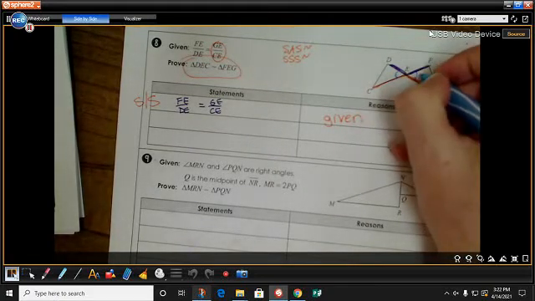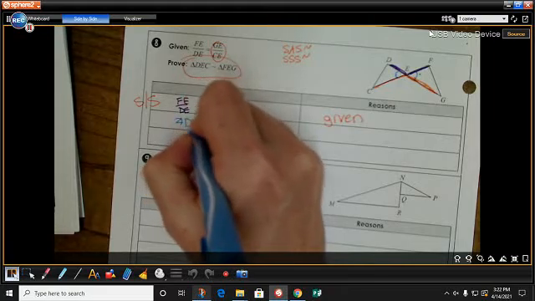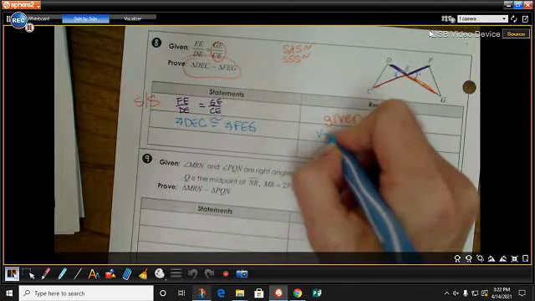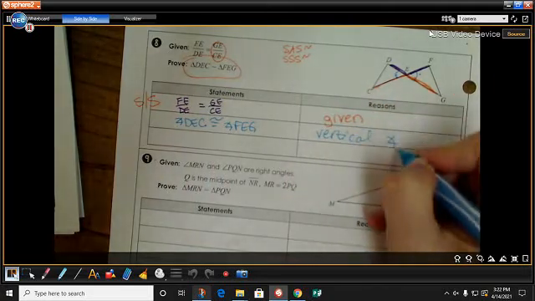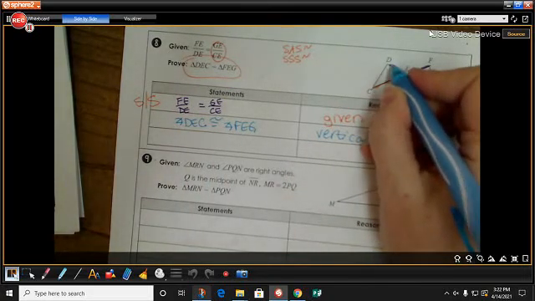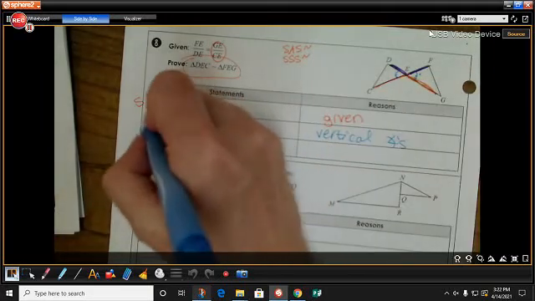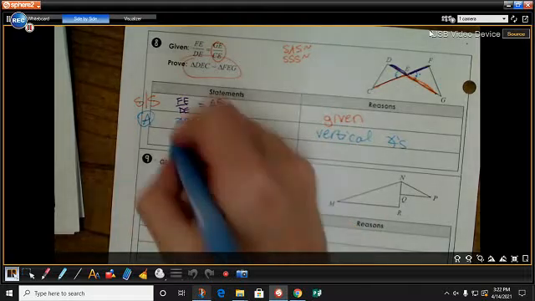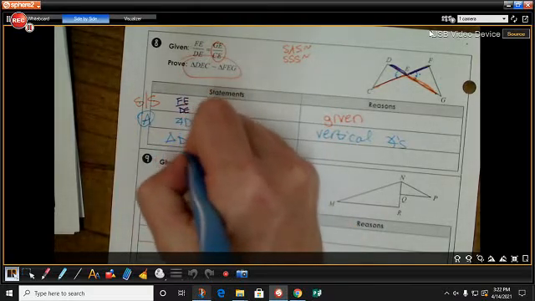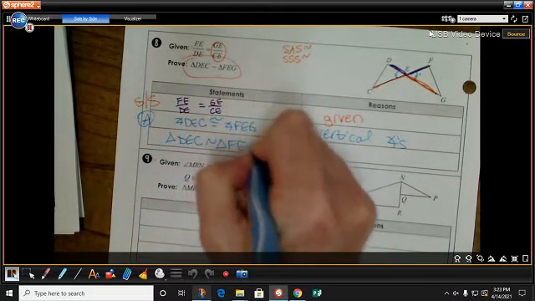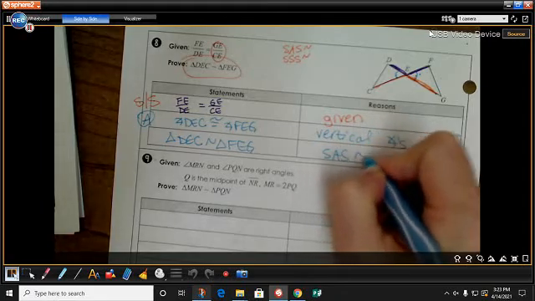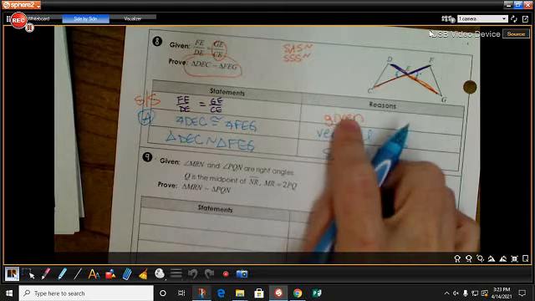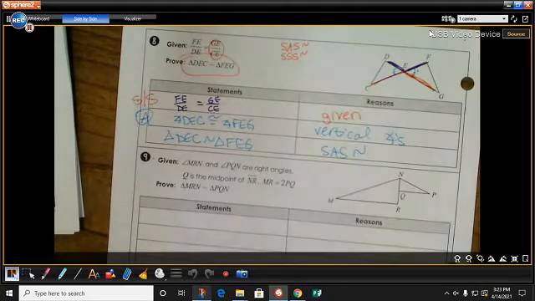Well, looking here, I don't know anything about those other sides, but oh look, I have a set of angles that are vertical. So I could say angle DEC is congruent to angle FEG because they are vertical angles. And that angle is the included angle of my two sides. So now I have a side and an angle and a side. So I can then say that triangle DEC is similar to triangle FEG by side angle side similarity. And so I planned ahead, thought about what I had, figured out what I could use, and went from there.